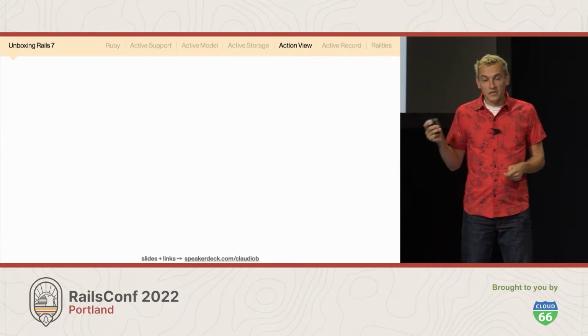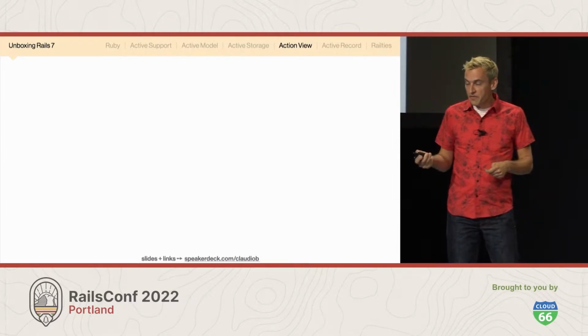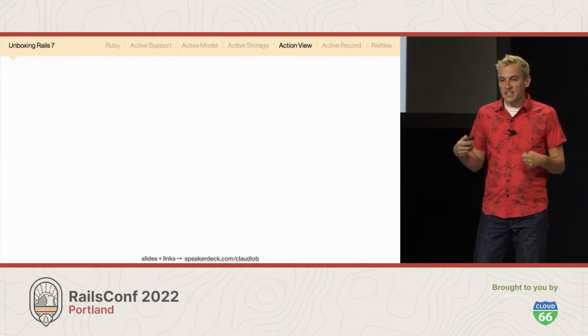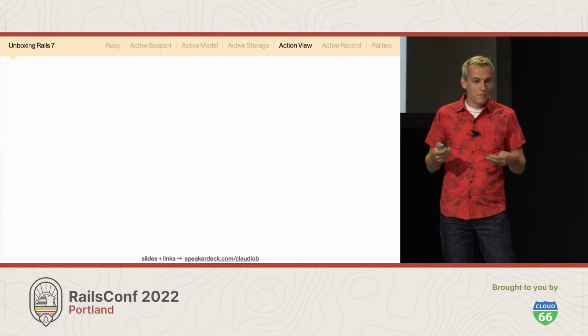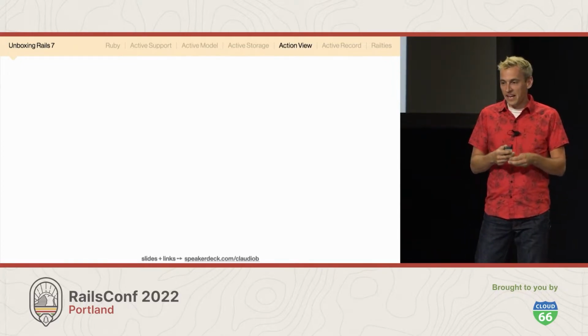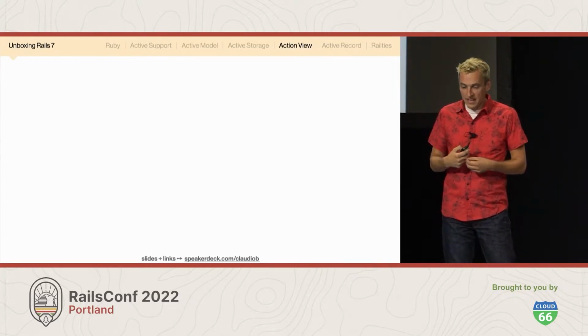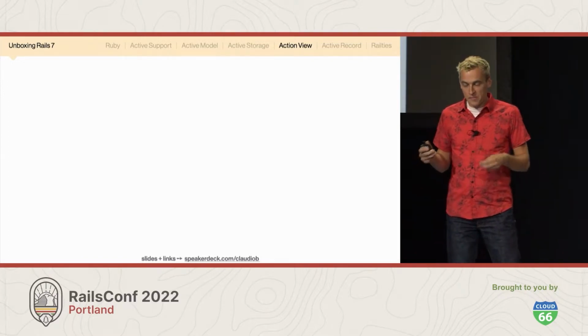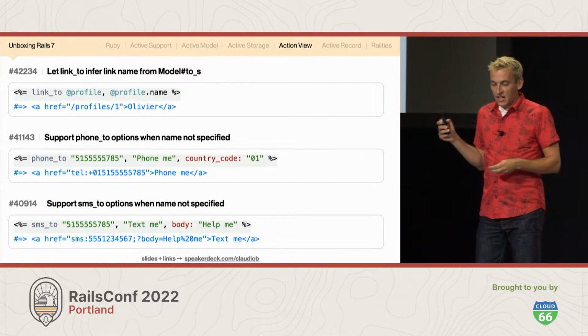And now Action View. This is the library that helps you with ERB files, rendering, HTML, and so on. Action View has a lot of helpers. Probably the most used one is link_to, which you can use to display an HTML link in your website. There are changes to link_to and to a couple of other methods that I put here.